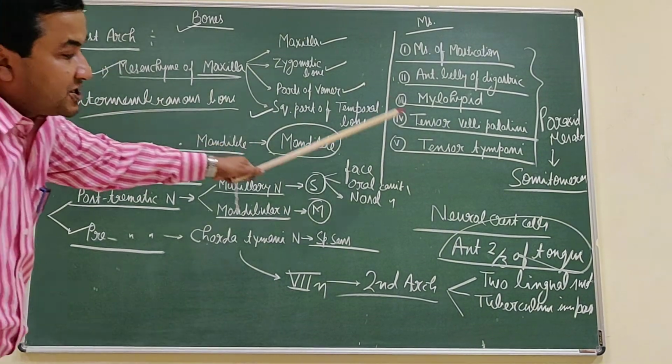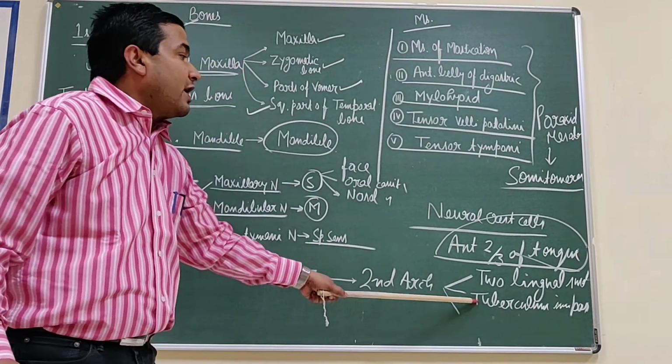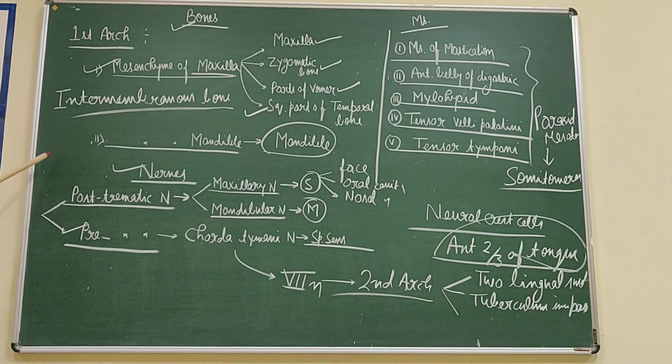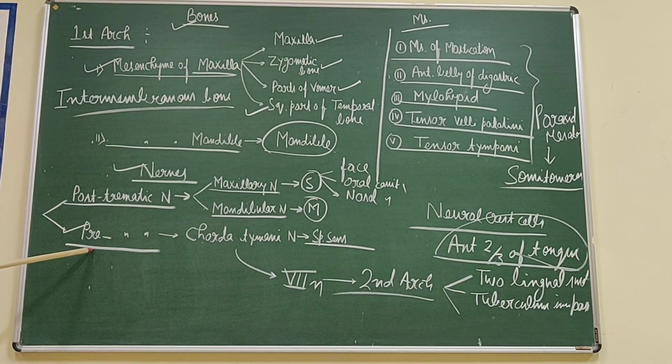They are formed in relation to the first arch, that is why the anterior 2/3 of the tongue is supplied by 2 nerves, because this arch has the dual nerve. It is the post-trematic and the pre-trematic.